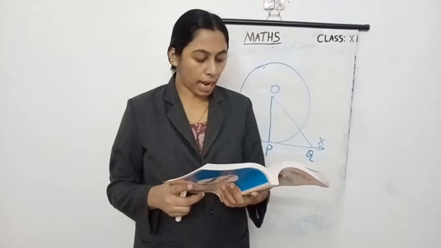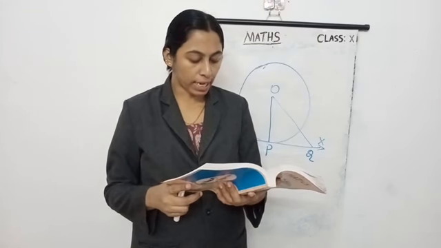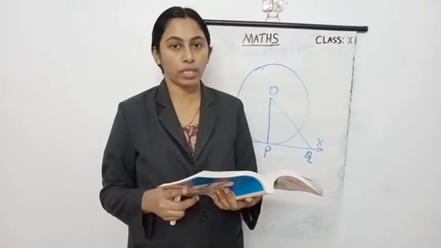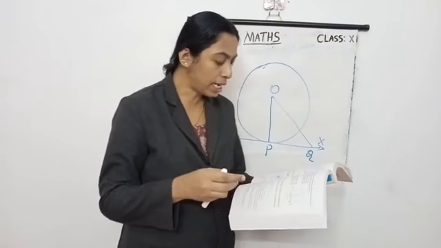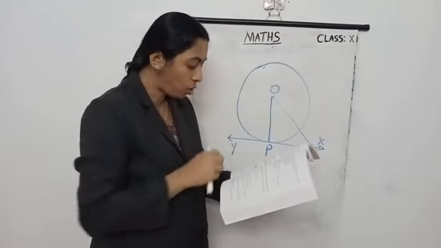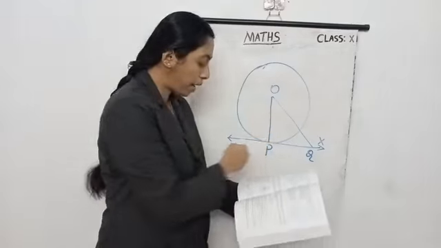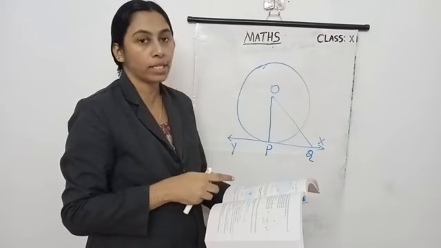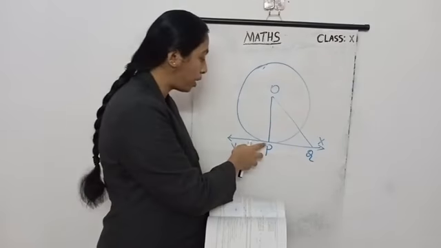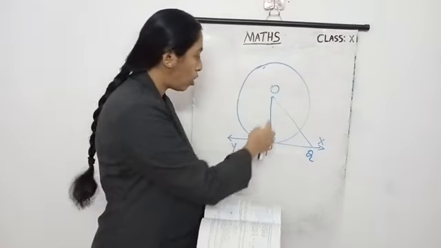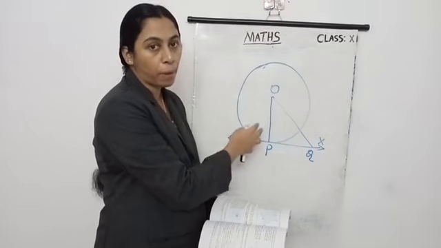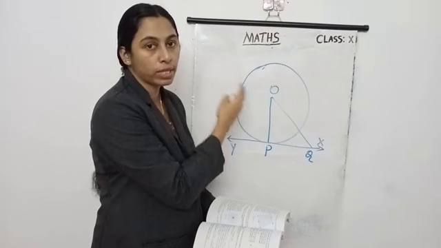The tangent at any point of a circle is perpendicular to the radius through the point of contact. Point of contact means the common point of the circle and the tangent. So at the point of contact, the radius and the tangent are perpendicular. So we need to prove this one.